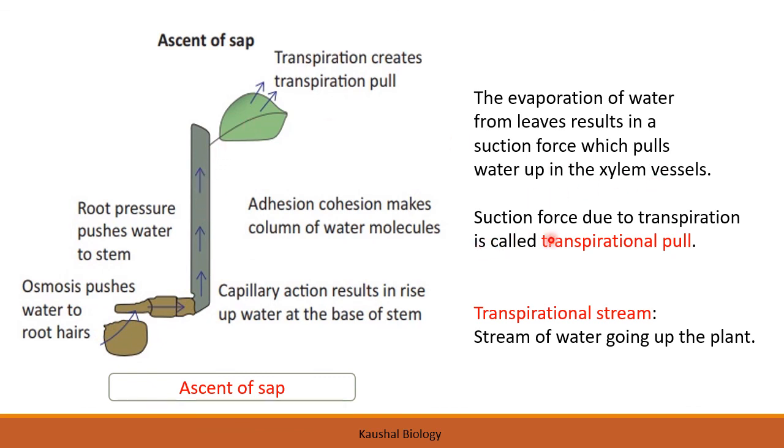The suction force due to transpiration is known as the transpirational pull. Sometimes a question comes, sometime you may find this kind of question, what is transpirational pull? So it is the suction force due to transpiration. Understood? And transpirational stream is the stream of water going up the plant, that is called the transpirational stream. So I hope the ascent of sap is clear to all.